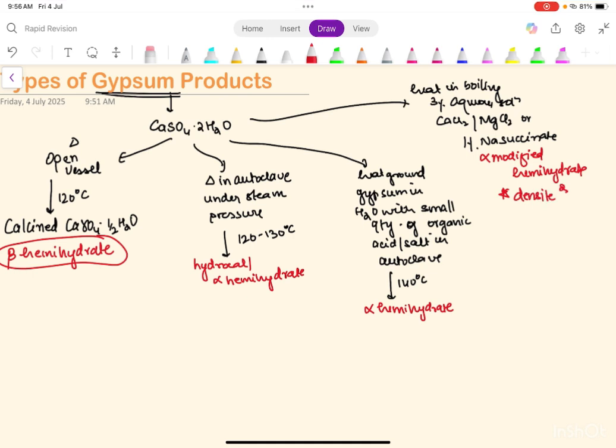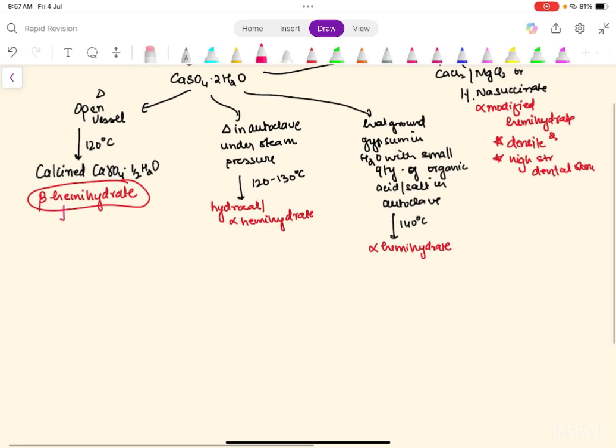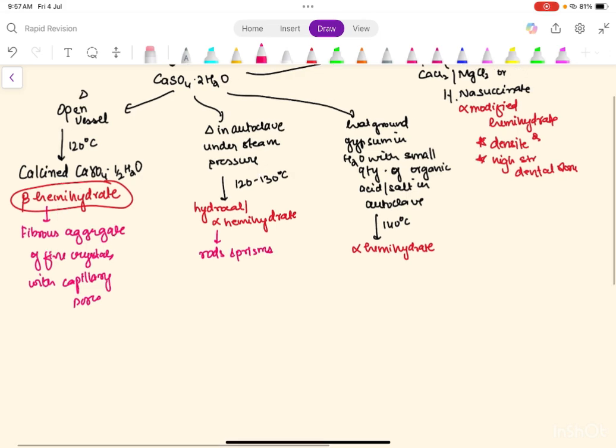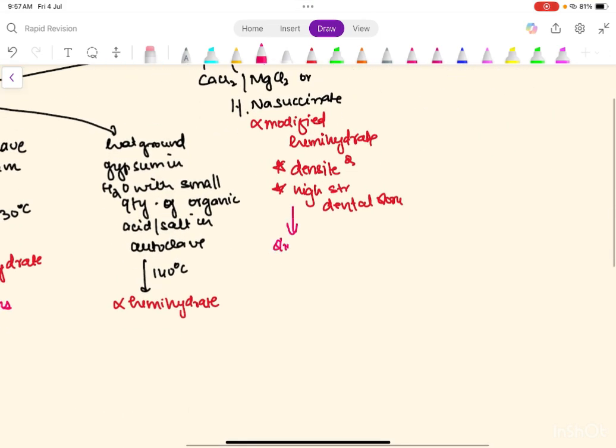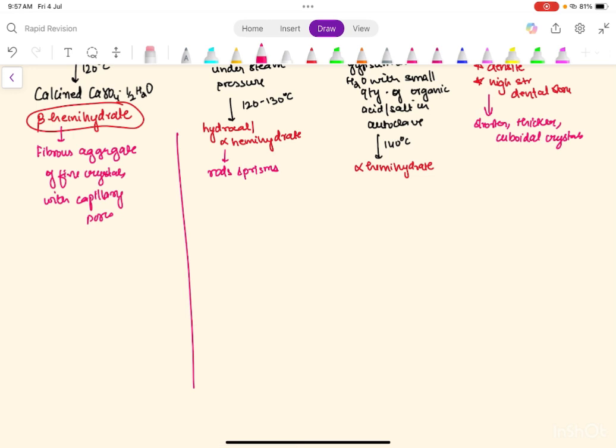Now this is a question. Basically it is also a high strength dental stone. The basic difference between all these is the change in particle size and porosity. So what do I mean by that? In beta hemihydrate, you have a fibrous aggregate of fine crystals with capillary pores, whereas alpha is exhibited as rods and prisms, and this modified form has shorter, thicker, cuboidal crystals.